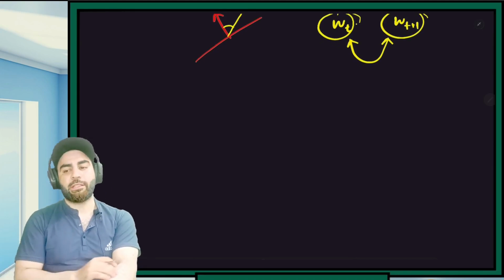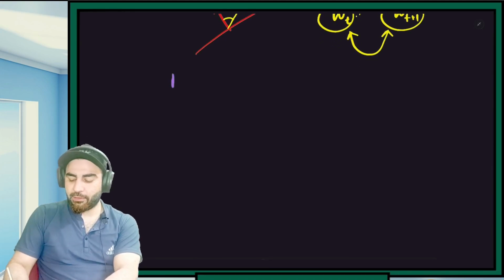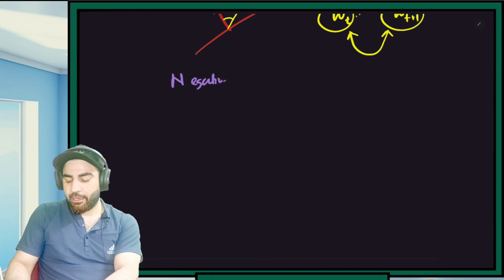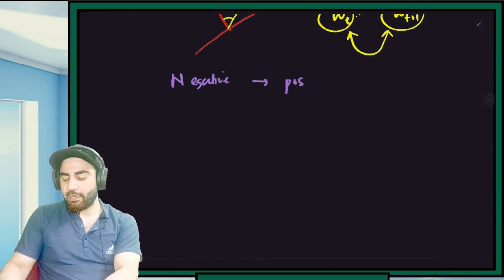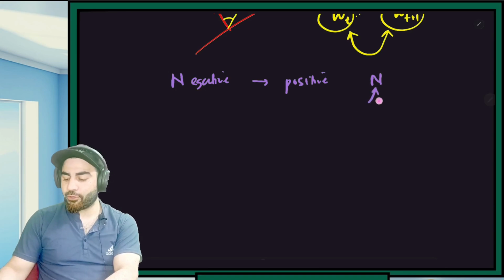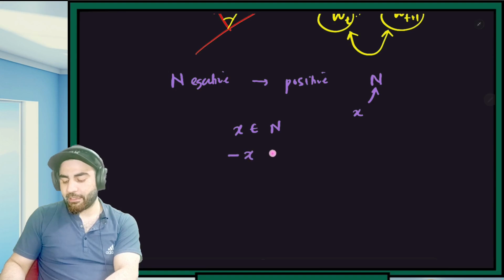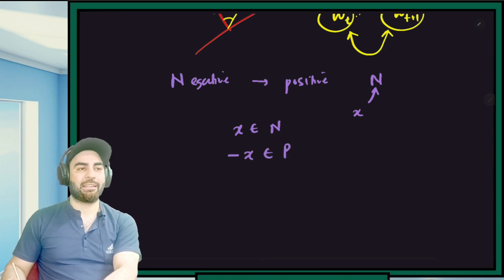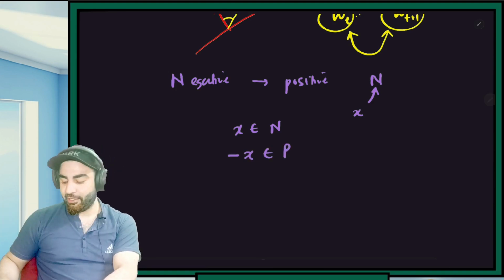For simplicity, we can transform the negative points into positive points. How can we do that? If we have a negative point, let's suppose x, and x belongs to N, then if I take minus x, that will belong to the positive class. It is just like having a reflection. I'll make it like this.